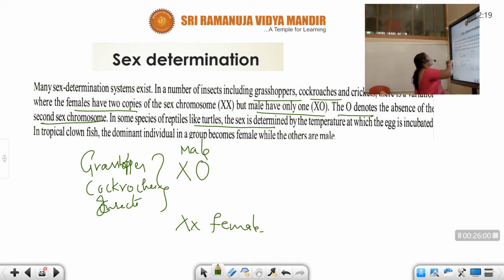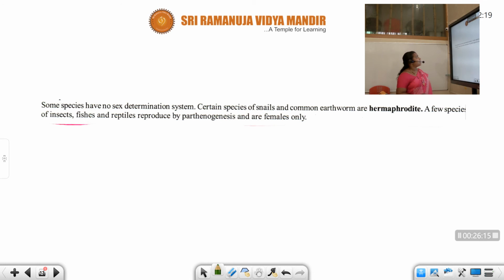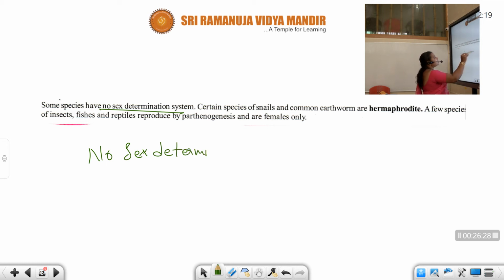Now, in some species of reptiles like turtles, the sex is determined by the temperature at which the egg is incubated. In tropical clownfish, the dominant individual in a group becomes female while others are male. So it depends upon the organism. Next, a very important point to be noted here: some species have no sex determination system.